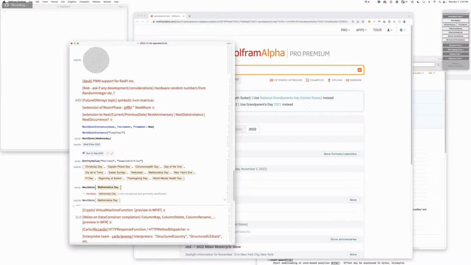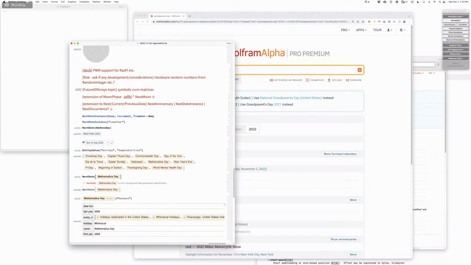Yeah, it could work. Part of the problem right now is that some of this framework for holidays relies on some representation of either recurring dates or headless dates. So if you look at the date for Halloween, or Mathematica Day, this date function, for example, is blank in that one.